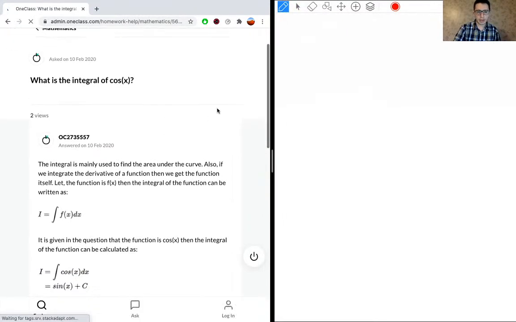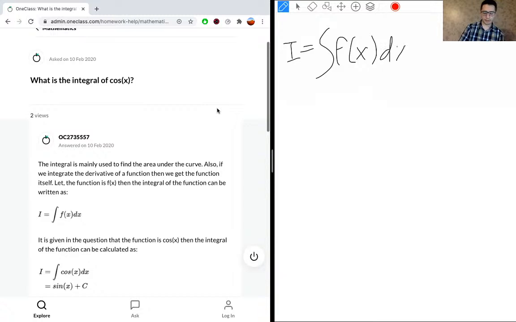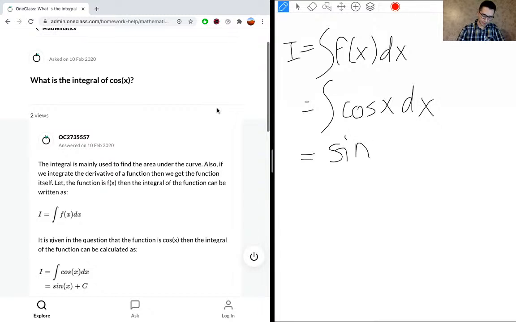So the next question we're asked is, what is the integral of cos x? So the integral, ∫ of any function dx, is the format you would use to represent the integral. If we were to evaluate the integral for cos x, the integral of that is sin x. So this is something you just have to memorize. There's a longer derivation for this, but this is one of the key integrals to memorize, that the integral of cos x is sin x plus a constant.